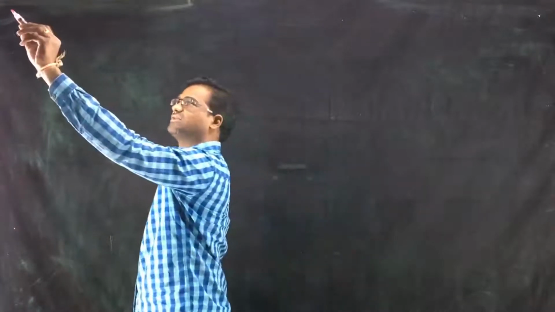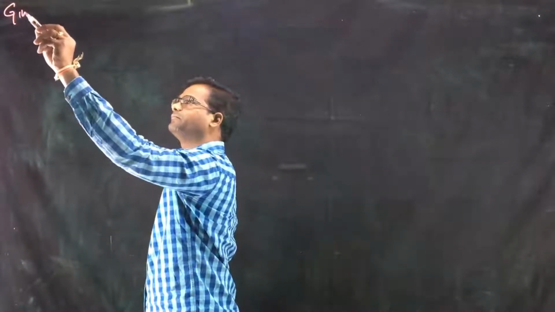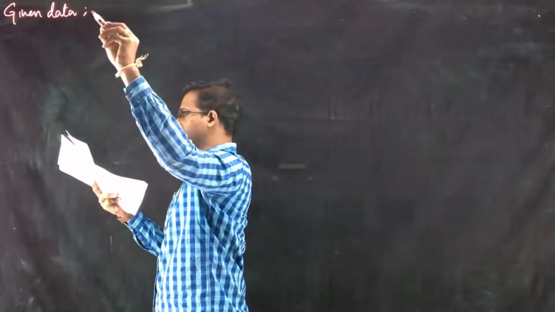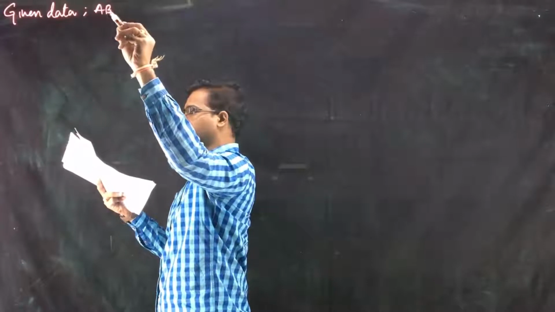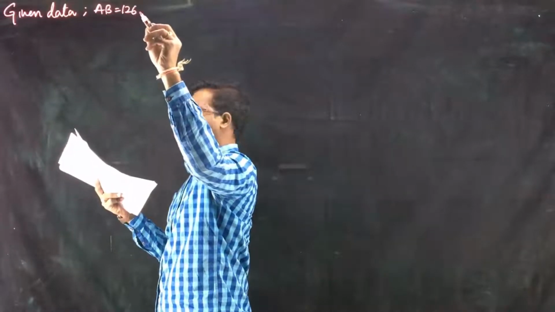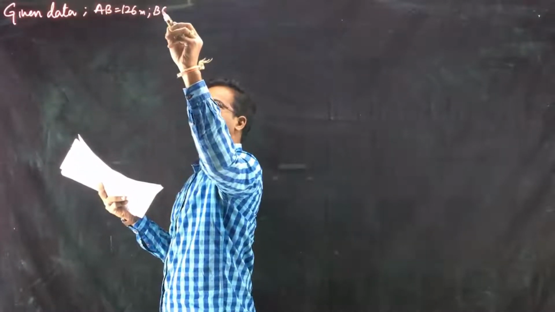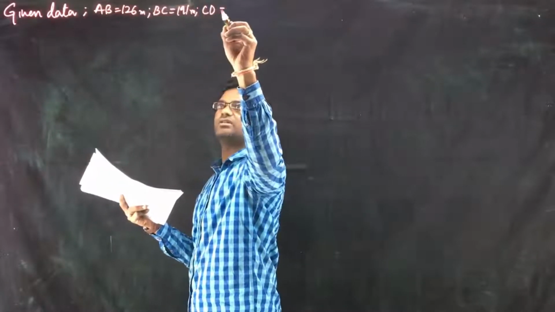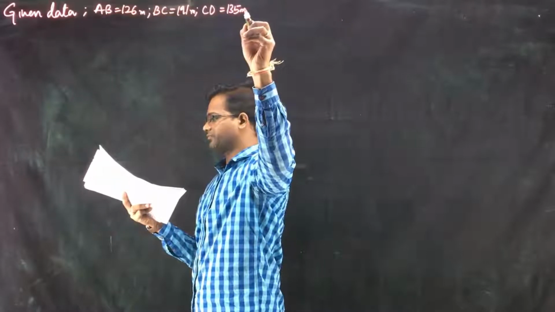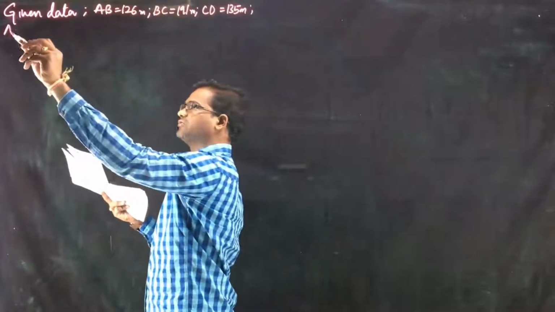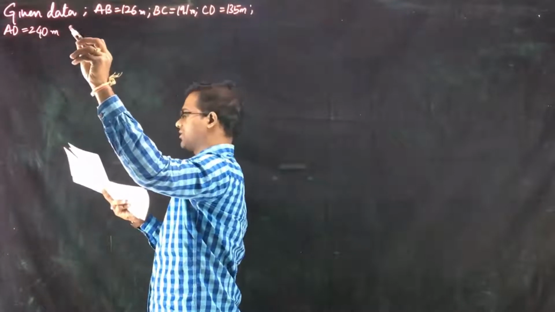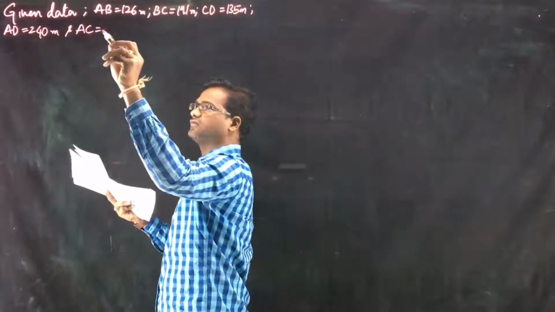Now let us write down the given data. Given data is AB as 126 meters, BC as 191 meters, CD as 135 meters, AD as 240 meters and AC as 252 meters.